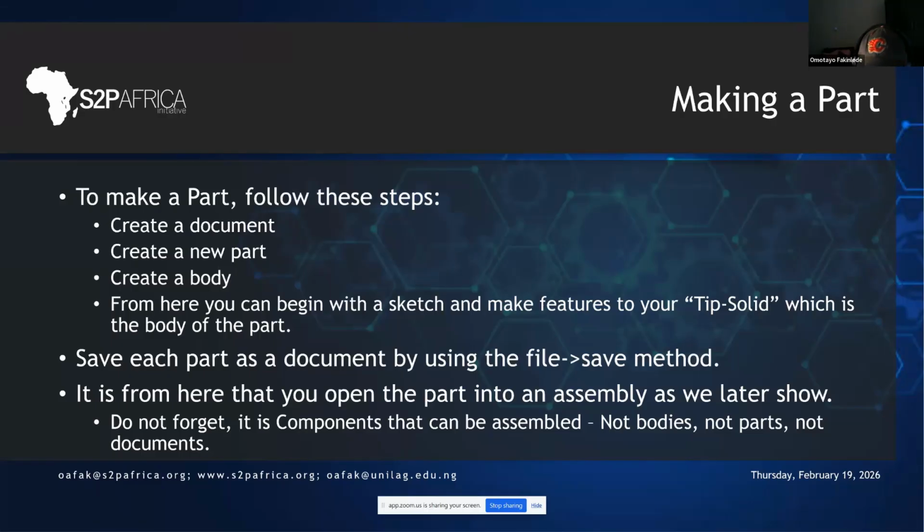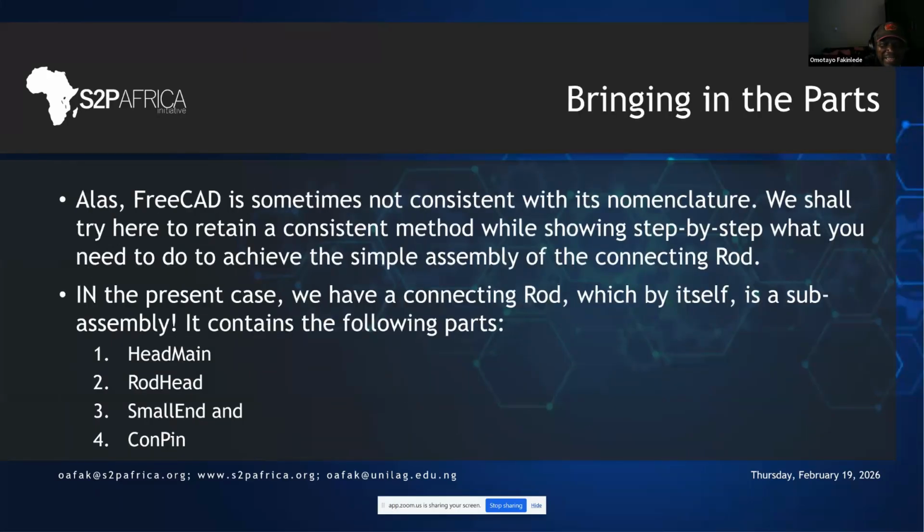But what are components? Components are bodies in a file that are referenced from the part. So even though you are not assembling bodies, you are not assembling parts, the components you are assembling are related to bodies and they are related to parts. They are inside your document. Alas, FreeCAD is sometimes not consistent with its nomenclature. We shall try here to retain a consistent method while showing step by step what you need to do to achieve the simple assembly of a connecting rod sub-assembly.